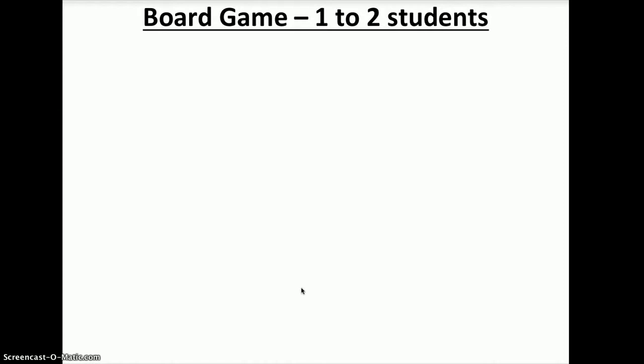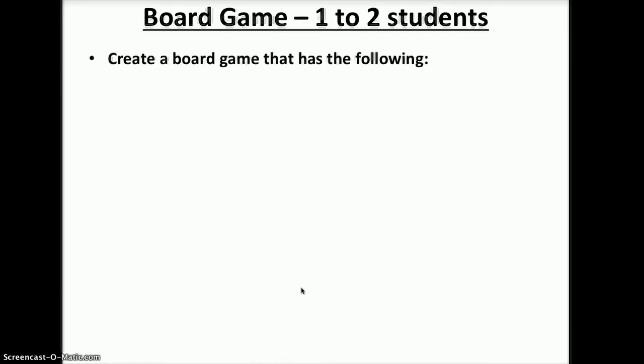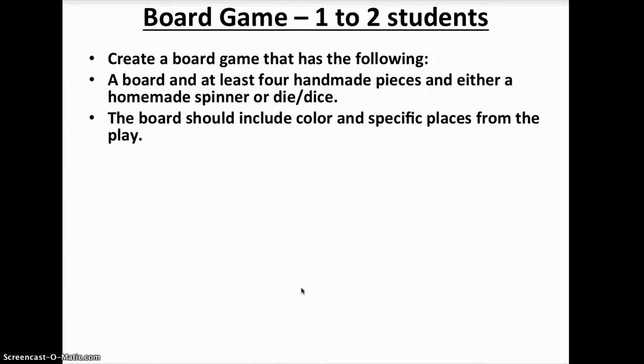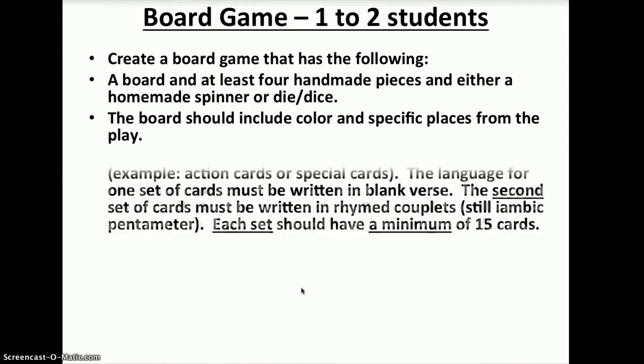All right, so first off, there are several options, and you can follow along with the sheet that is on Blackboard. A board game, which is for 1 or 2 students. You will create a board game that has a board with at least 4 handmade pieces and either a homemade spinner or die. The board should include color in specific places from the play, so as we begin to see different places like Brutus's house or the Senate or the fields of Philippi, you might utilize those on your board game.